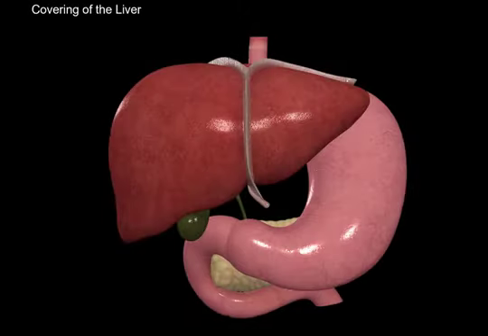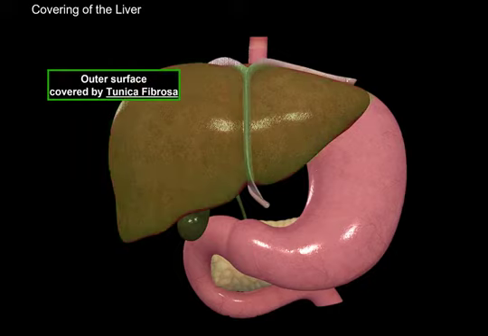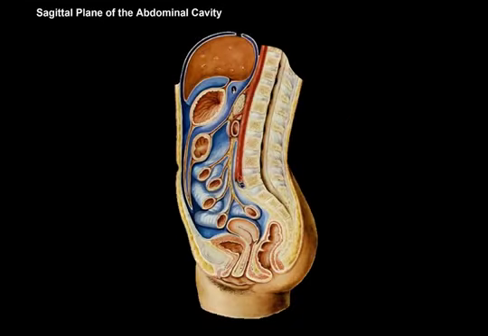So the liver is protected, right? It's protected by something called tunica fibrosa, which is a fibrous sheath. And then on top of it is covered by something we call the peritoneum. I'll talk more about the peritoneum in a separate video, but for now, imagine this is a sagittal plane of the abdominal cavity, right?